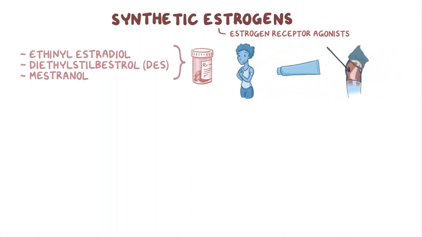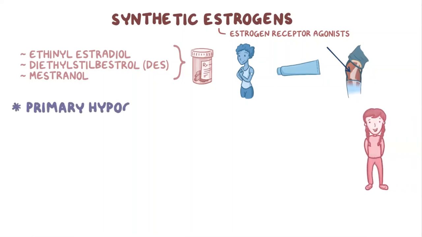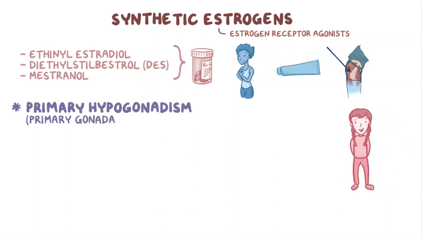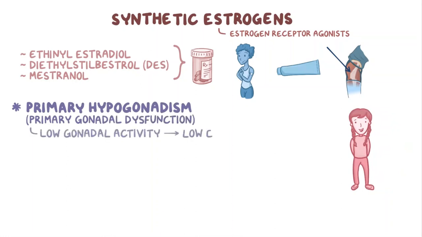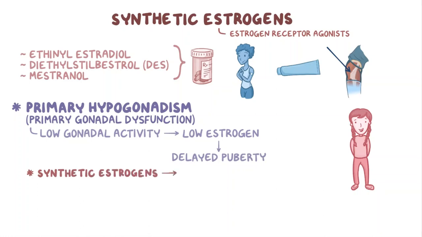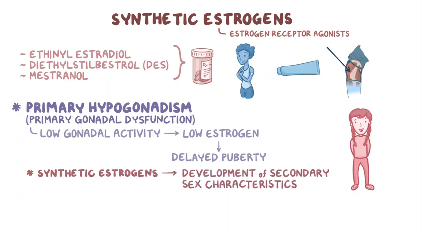Okay, now synthetic estrogens have various indications. First, they are used for primary hypogonadism, or primary gonadal dysfunction, in which low gonadal activity leads to low levels of estrogen in the body, resulting in delayed puberty or delayed sexual maturation. So synthetic estrogens can stimulate the development of secondary sexual characteristics and accelerate growth.